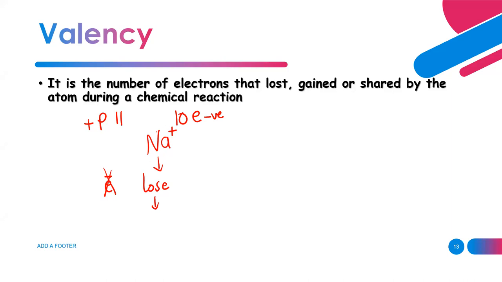I advise you. Okay, so we have here the sodium is positive. Why? Because this atom lost one negative electron, so the positive charge is more than the negative ones. So it is now called sodium positive ion. It is an ion now because it lost an electron.